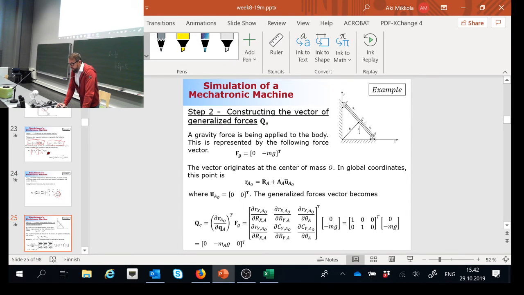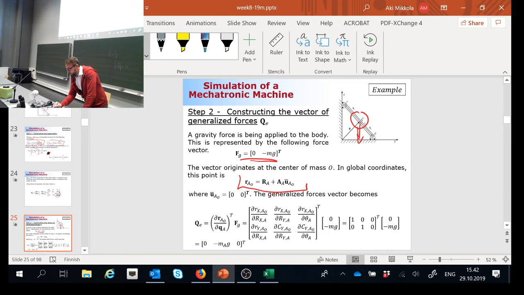Then externally applied forces, exactly the same procedure as in the last case, no differences whatsoever. We simply look at where the forces are applied in the system. Now there is only one force, applied here at the center of the mass, which is where the body reference coordinate system is located as well. So the force in the global coordinate system can be expressed like shown here.